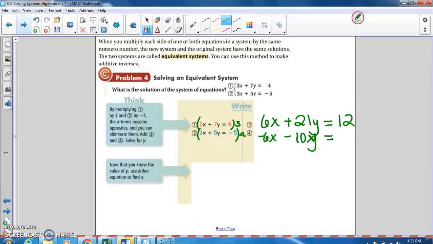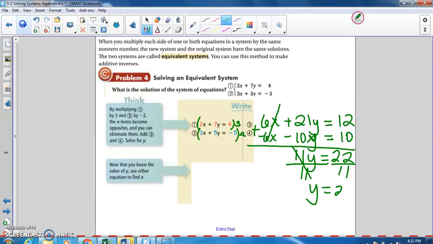is equal to 10. If I then add these two equations, I have 6x plus negative 6x, which cancel to 0. 21y minus 10y is equal to 11y. 12 plus 10 is 22. Solve for y, and y is equal to 2.